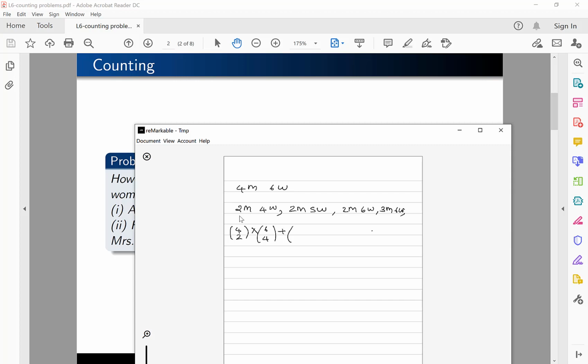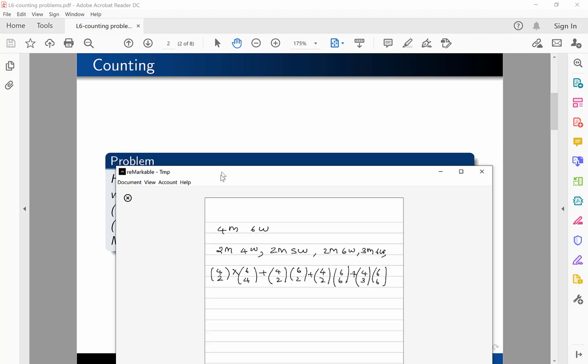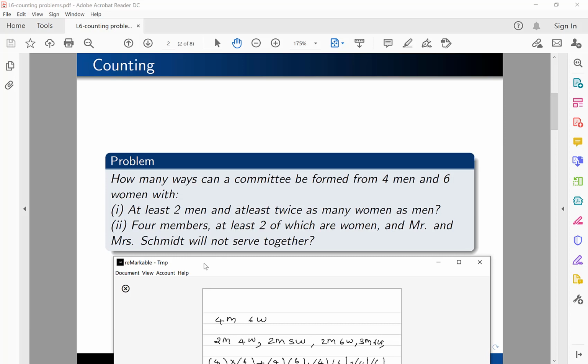Plus 2 men. So that's 4 choose 2 and 5 women out of 6. So 6 choose 5. Again, 2 men out of 4. So 4 choose 2. 6 women out of 6. 6 choose 6. 3 men out of 4, 4 choose 3, and 6 women out of 6. So these are all of the possible committees that can be formed in condition 1 or in part 1, okay?